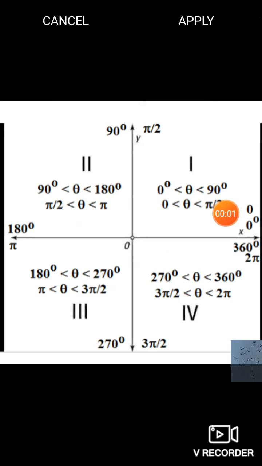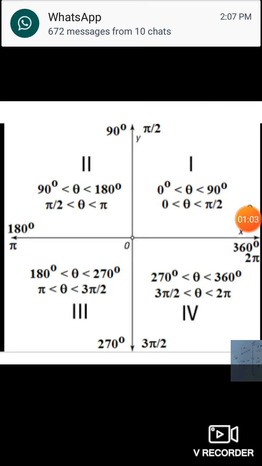Now the angle from 0 degree to 90 degree, if you take the example say 78 degree, in which quadrant does it lie? It lies in the first quadrant. So the angles which vary from 0 degree to 90 degree lie in the first quadrant, and we can write this as 0 less than theta less than pi by 2. Instead of 90 degree, we can write it as pi by 2, because you know very well the value of pi is 180. So 180 by 2 is 90 degree.